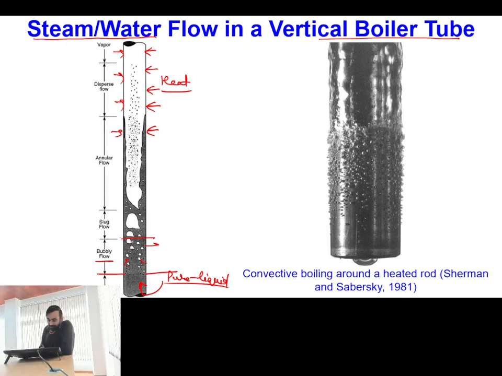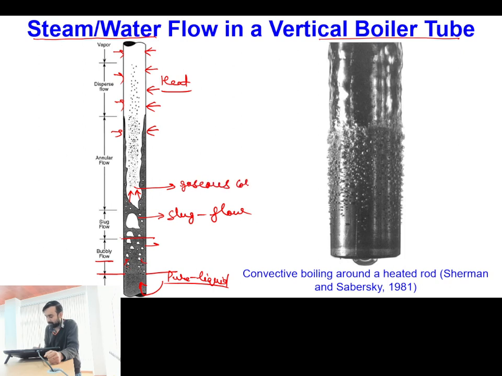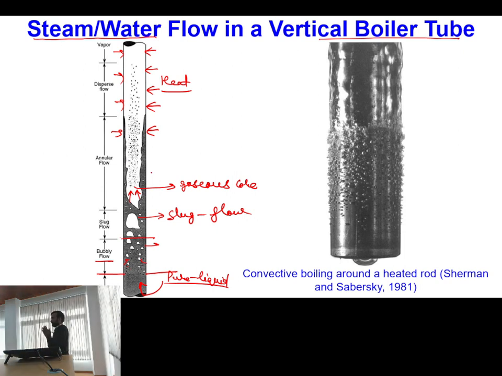When we move further downstream along the tube length, we will find that these bigger sized bubbles merge with each other and form a gaseous core, a steam or vapor core. So this is now taking the shape of a slug flow. Once we have a sufficient fraction of gaseous medium present in the system, that gaseous medium will enter into the center. So here we have a gaseous core, and outside of the gaseous core we have liquid, which is now attached to the wall. Is this clear? This particular regime is called the annular flow regime.